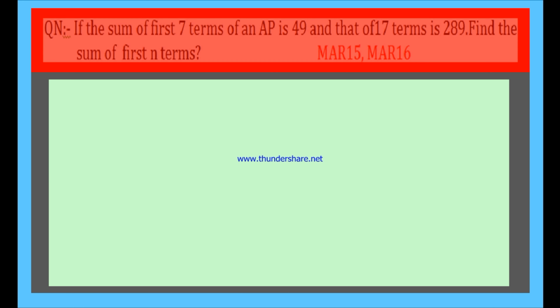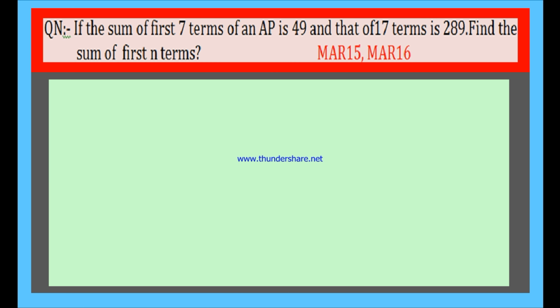Third question now. If the sum of first 7 terms of an AP is 49 and that of 17 terms is 289, find the sum of first n terms of this AP. I shall repeat. If the sum of first 7 terms of an AP is 49 and that of 17 terms is 289, find the sum of first n terms. This question appeared in March 2015 and March 2016.